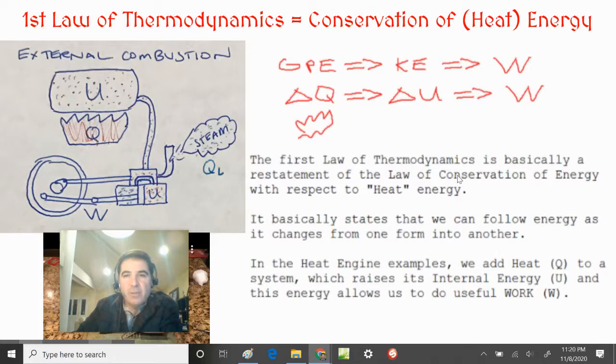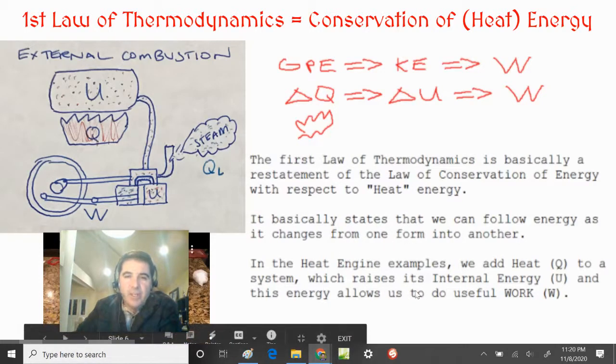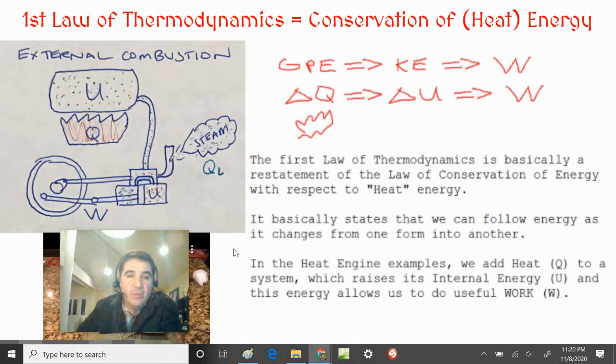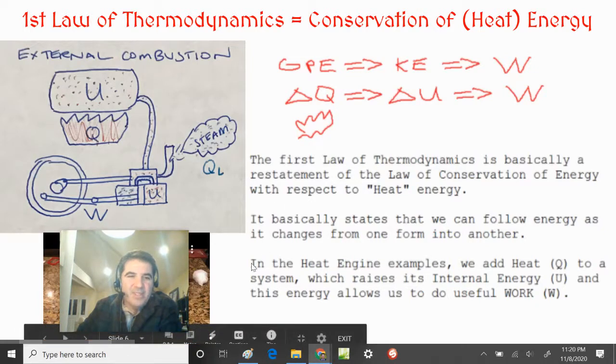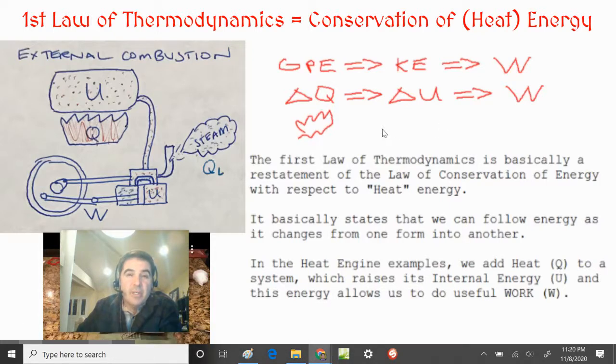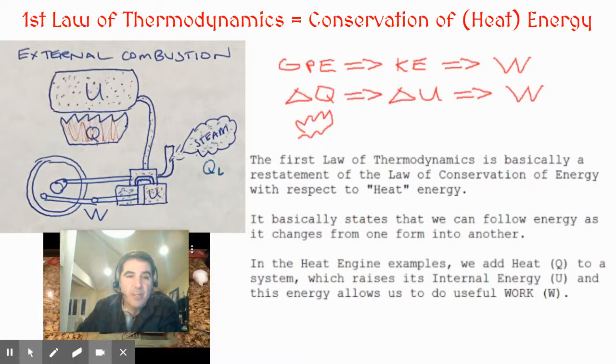And so the first law of thermodynamics is basically a restatement of the law of conservation of energy with respect to heat energy. It basically states that we can follow energy as it changes from one form to another. In the heat engine examples, we add heat, which is Q, to a system, which raises its internal energy, which is U, and this allows us to do useful work, W. So that's the first law of thermodynamics with respect to heat and conservation of heat energy.